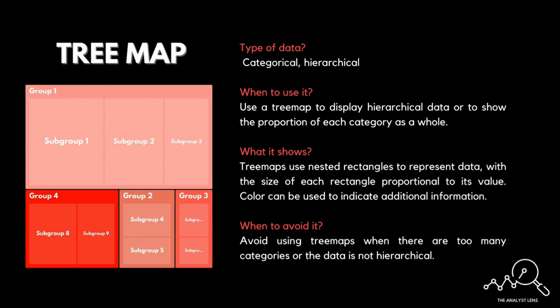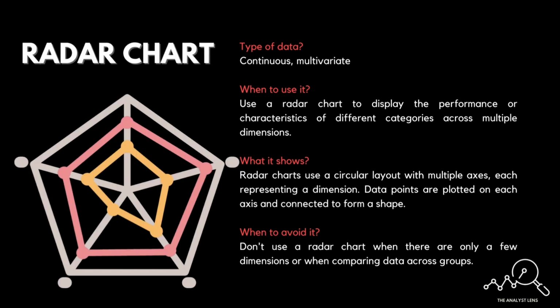Next we have the radar chart. The type of data preferred is continuous and multivariate. Use a radar chart to display the performance or characteristics of different categories across multiple dimensions. Radar charts use a circular layout with multiple axes, each representing a dimension. Data points are plotted on each axis and connected to form a shape. Radar charts should be avoided when there are only a few dimensions or when comparing data across groups.